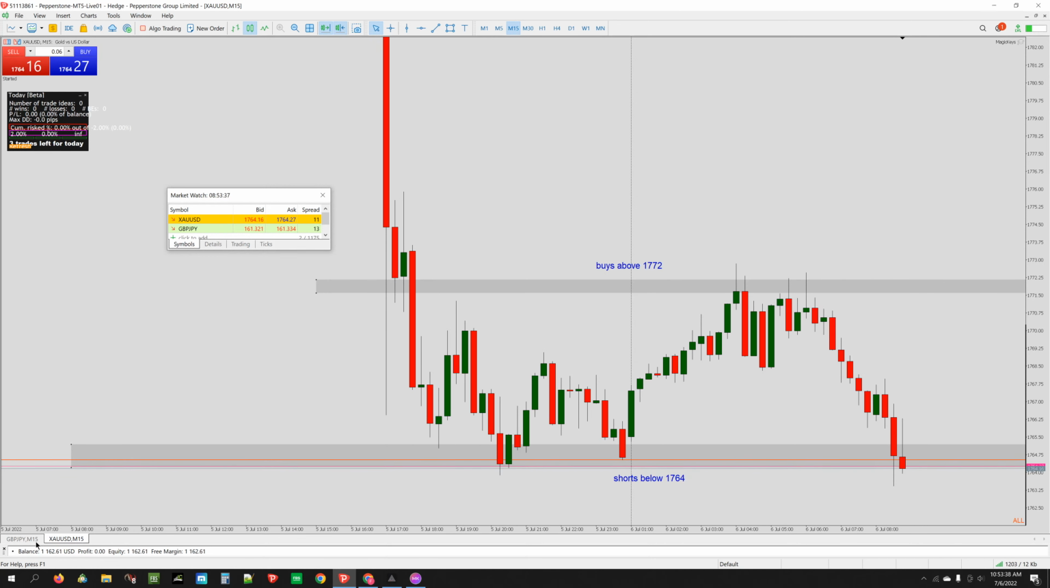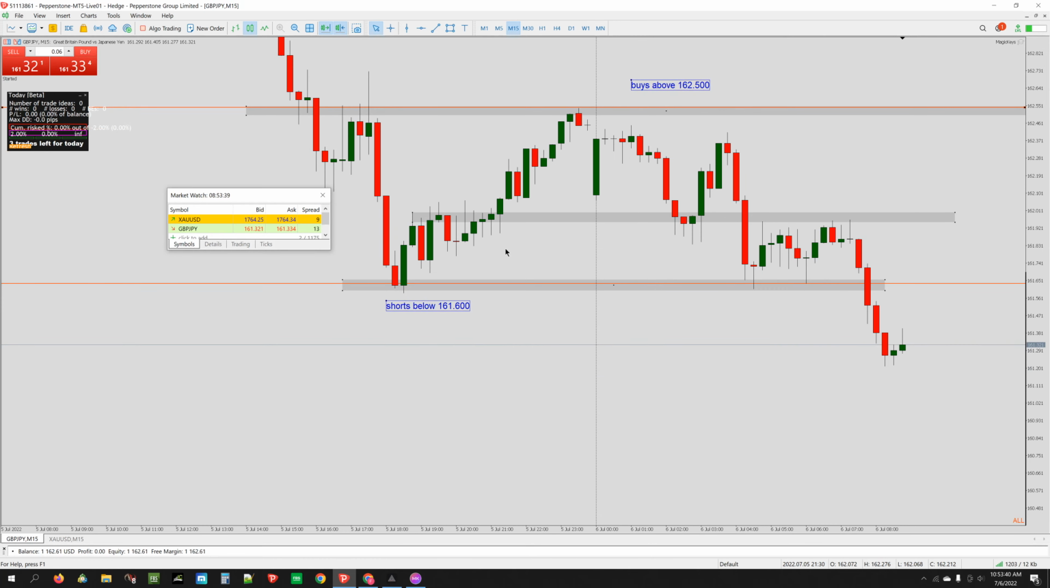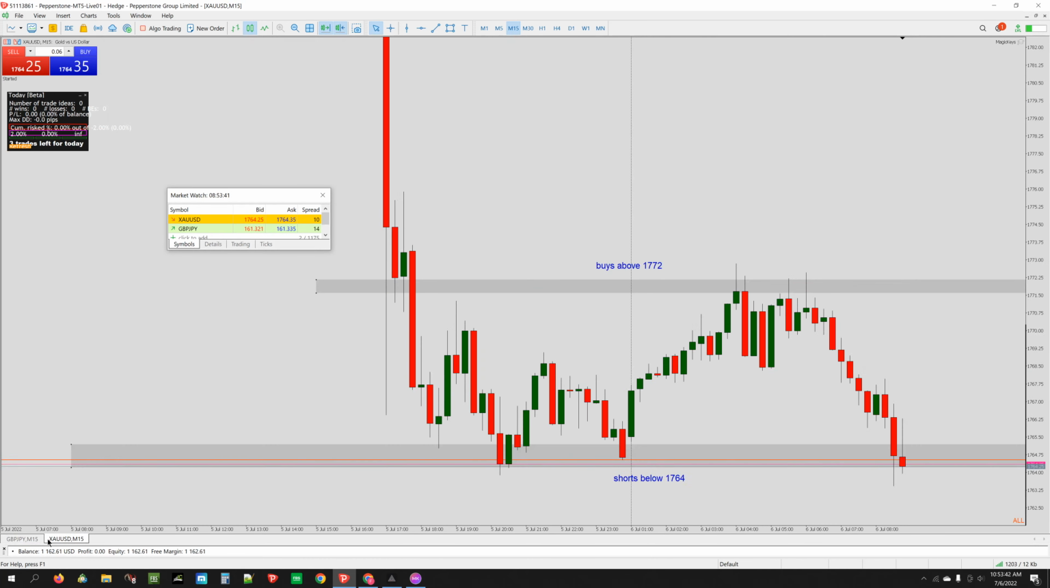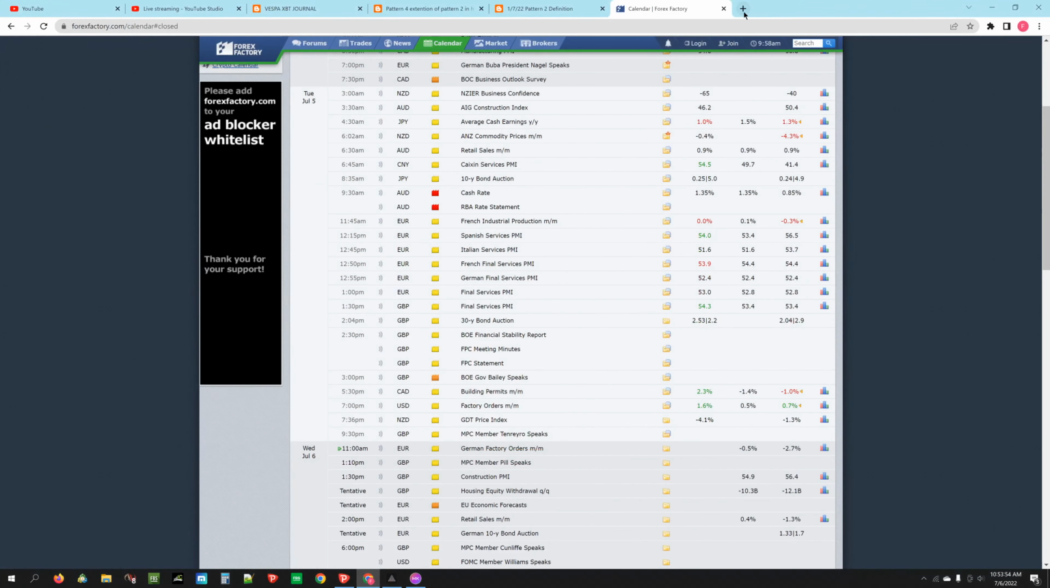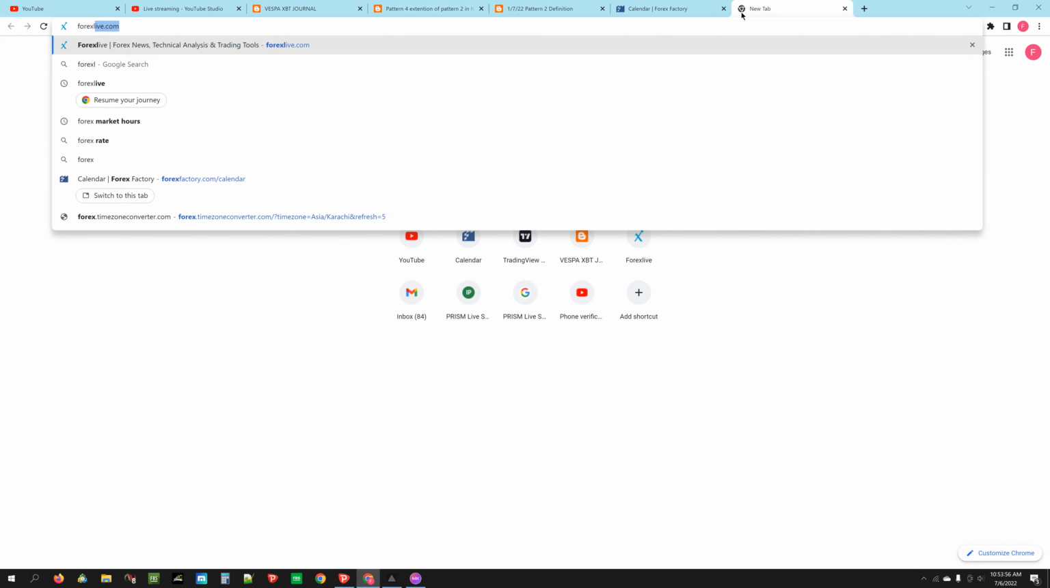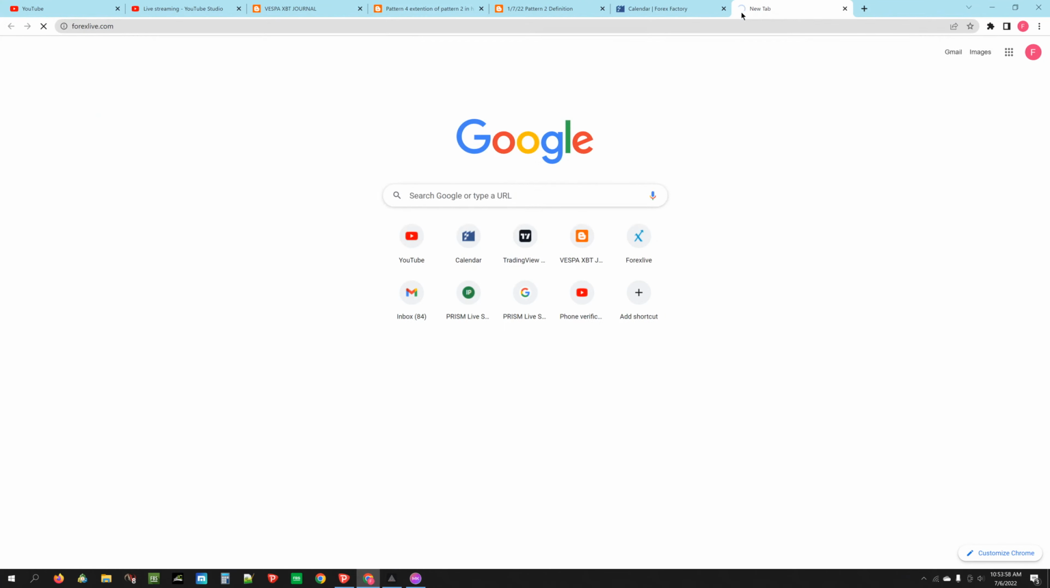Nothing in both these pairs. Both of these pairs can keep pushing down, but there is nothing I can spot and trade on. So at this point, I am just waiting. So let's look at some of the news.